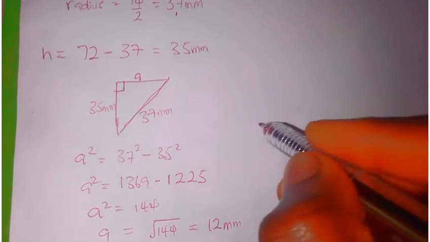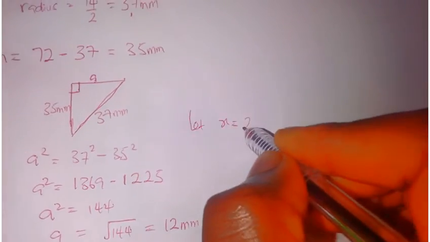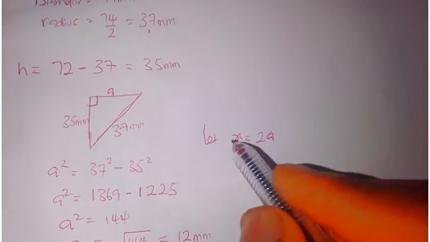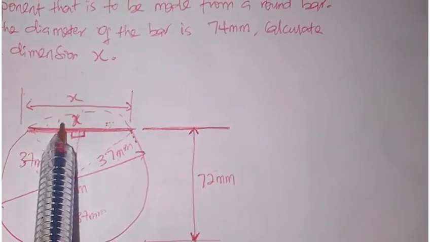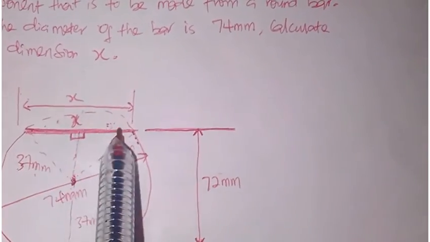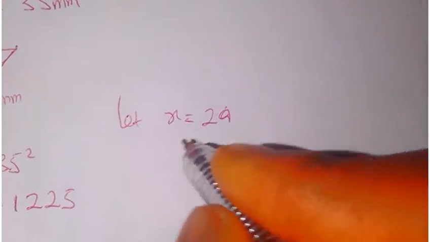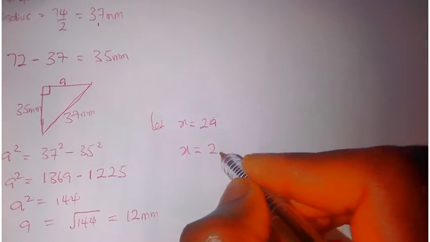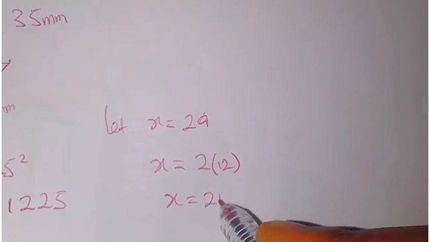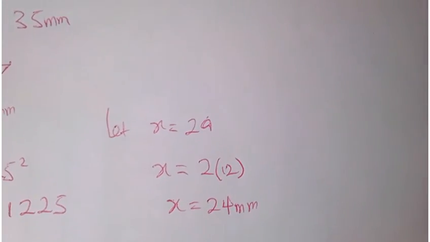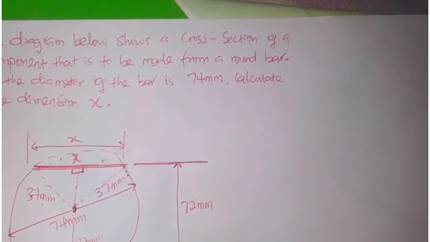Now recall I said let X be equal to 2 times A. That's what I used as my X representation. If this place is A, this place must also be A. So if I get one of these, I multiply by 2 to get the full length. So if X equals 2A, therefore my X becomes 2 times 12. In which case X becomes 24 millimeters. So that is the length of this distance here, and that is the value of my X.